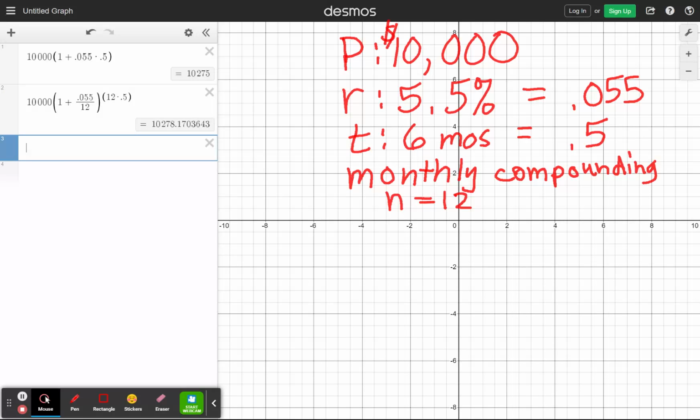But what if it were continuous compounding instead? Number 3. Again, we have our principal of $10,000. This is the PERT formula. Principal times E raised to the RT power. So parentheses, 0.055 times E. So we have $10,278.82 when it was continuous compounding.